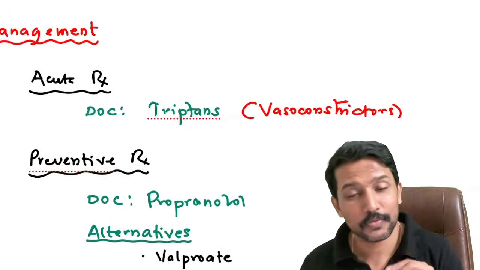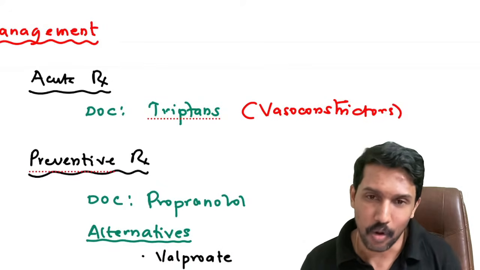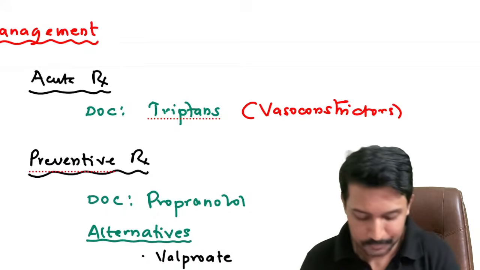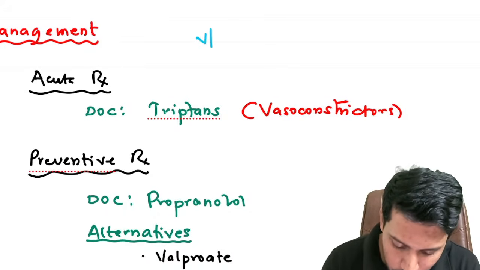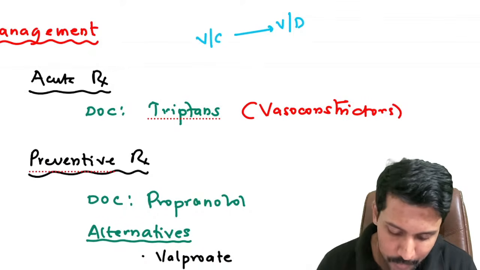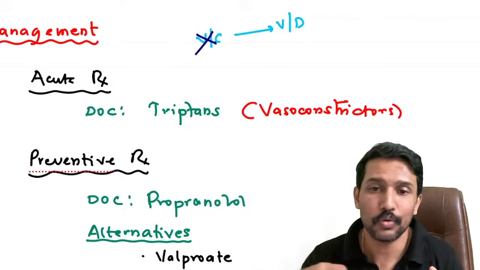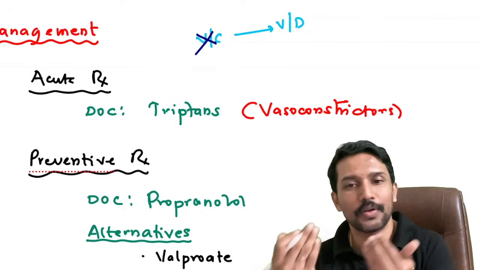Triptans are vasoconstrictors. We use them when headache is going on, because headache is going on means vasodilatation has already occurred. But if you want to prevent, according to the theory, first vasoconstriction happens and then vasodilatation. So if you want to prevent, you have to prevent vasoconstriction. If there is no vasoconstriction, there is no vasodilatation happening, so you won't have headache.